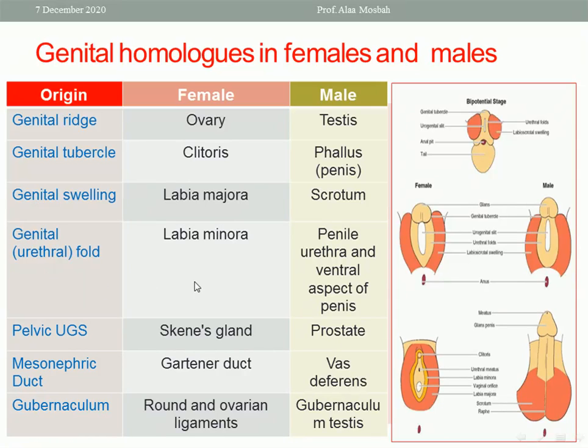The genital fold will form the labia minora in the female and the penile urethra and the ventral aspect of the penis in the male. The pelvic urogenital sinus will form Skene's glands in the female and the prostate in the male. The mesonephric duct will form Gartner's duct in the female and the vas deferens in the male. The gubernaculum will form the round and ovarian ligaments in the female and the gubernaculum testis in the male.